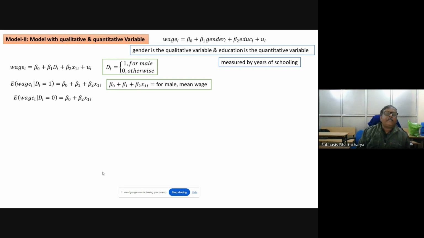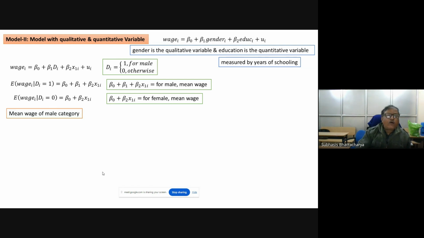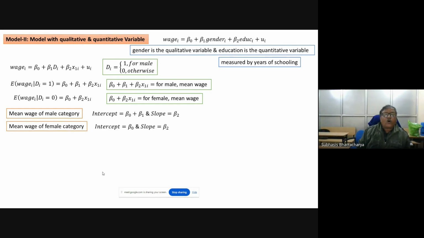So only there will be beta 0 plus beta 2 xi. And that is for the female, this is the mean wage. What is the mean wage of the male category? That is the intercept beta 0 plus beta 1. Look at the male mean wage. Its intercept is beta 0 plus beta 1, and its term with education is beta 2, which is its slope. And for the female category, the intercept is only beta 0 and the slope is beta 2.